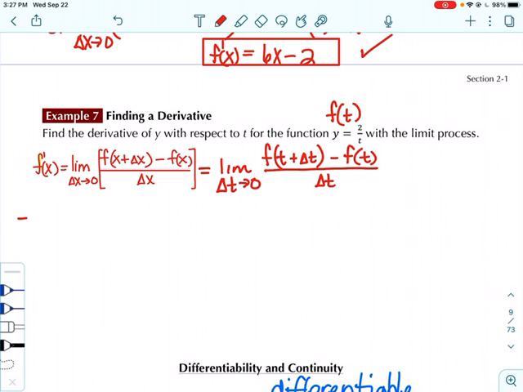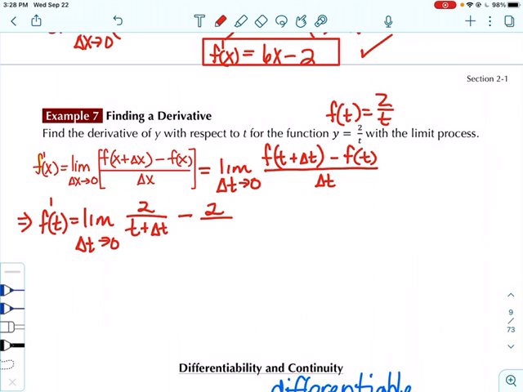So that's going to equal, and again, this is f prime of t now that I'm getting. F prime of t is equal to the limit as delta t approaches 0. So I have here my f of t is equal to 2 over t. F of t plus delta t is then going to be 2 over t plus delta t. And that's going to be minus 2 over, because this is f of t now, 2 over t. And that's all over delta t.